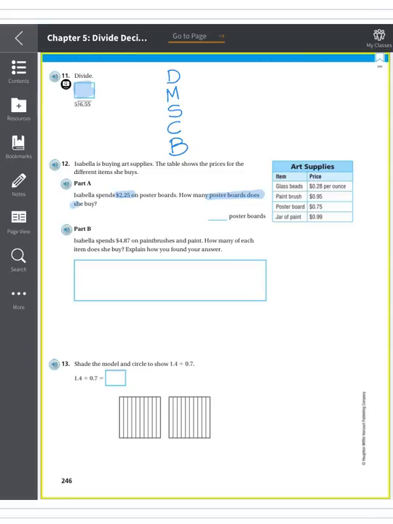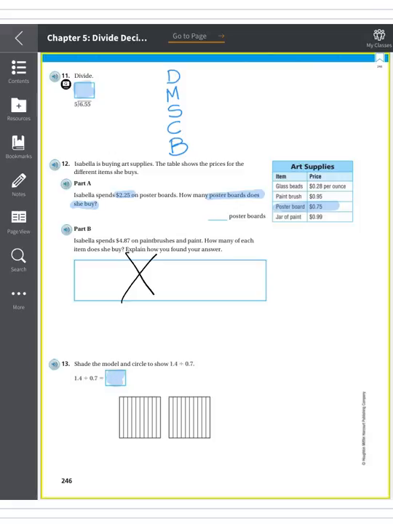Okay, for 12, Part A, it says Isabella spends $2.25 on poster boards. How many poster boards does she buy? So you're going to need to figure out the exact number of poster boards using these numbers. And you do not have to do Part B.